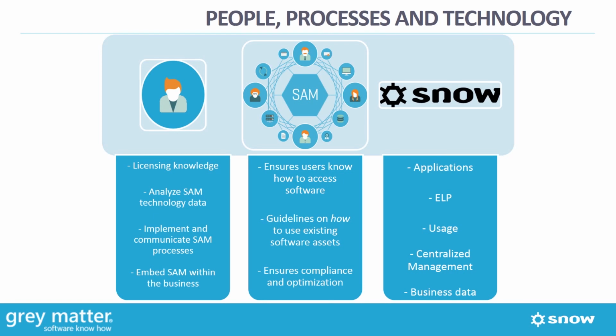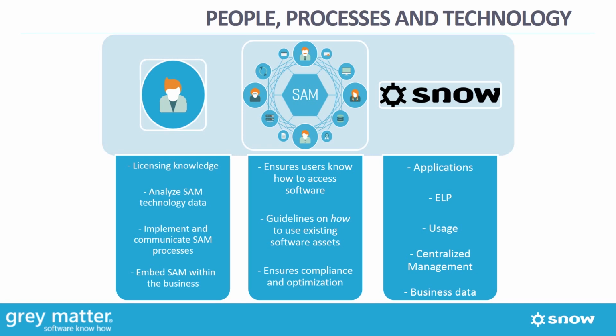So first of all, people. People are a vital part of any business. Without people, there wouldn't be a business. You need to make sure that your software asset management team or your license management team has the right levels of licensing knowledge for your key vendors. They need to be able to analyze the software asset management data within your technology. Snow License Manager makes data easy to read, but you still need to be able to interpret that data and actually understand what the compliance position is, where you can make savings or where you've got your biggest risks. The people part of it also implement and communicate those key SAM processes.